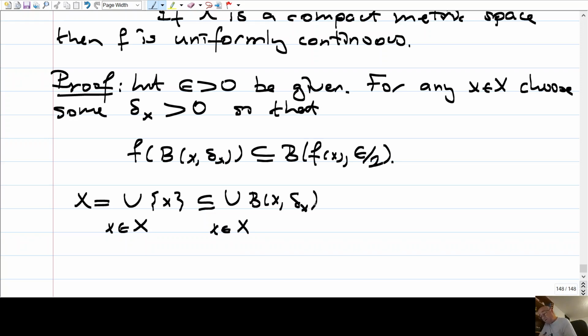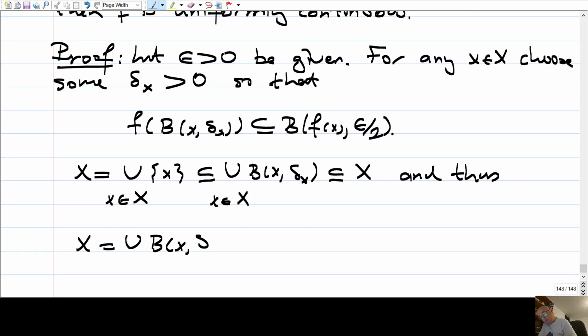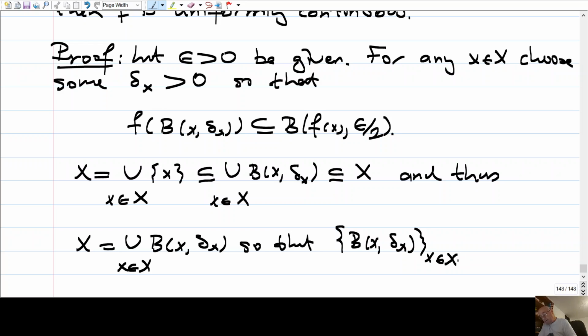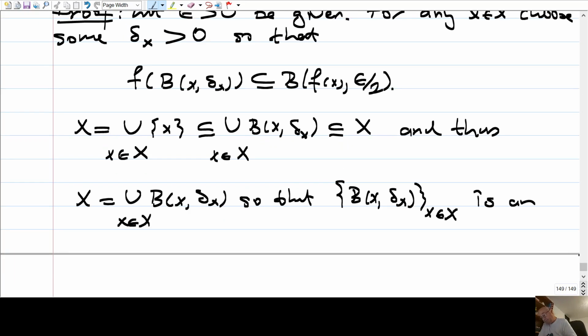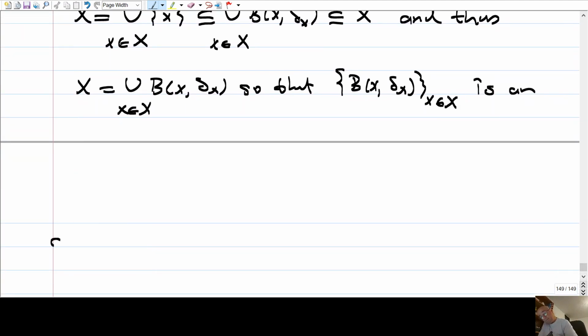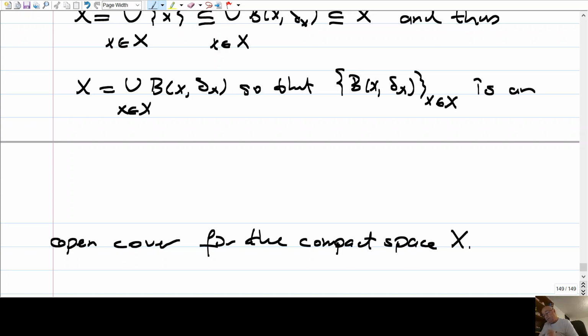And of course, each of these balls is contained in X, therefore the union is contained in X, and thus X is just this union. Okay. So this collection is an open cover for the compact space X. Well, I will not choose the finite open cover.